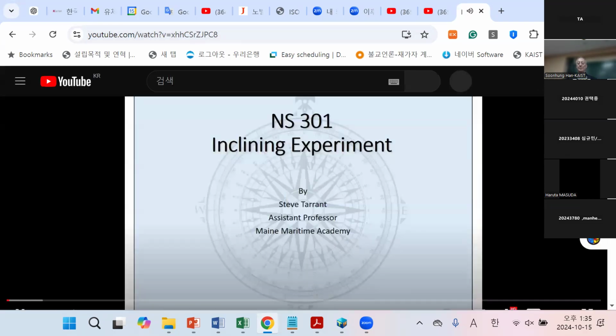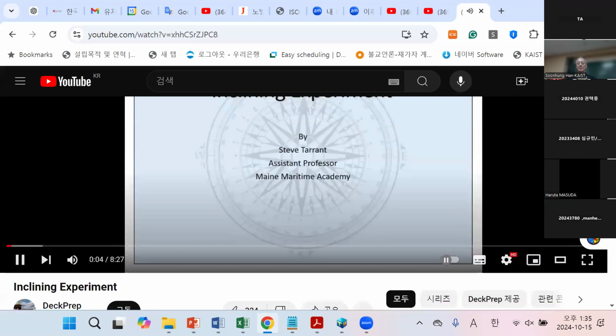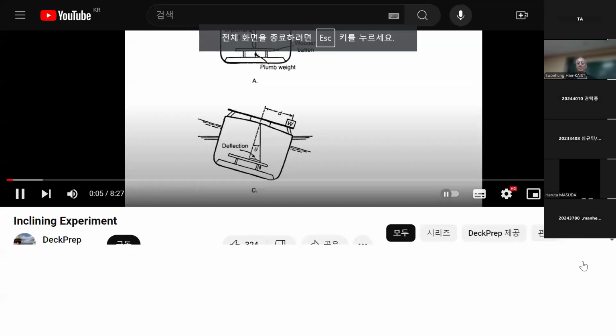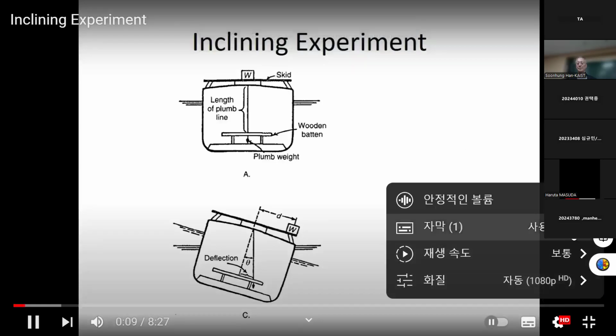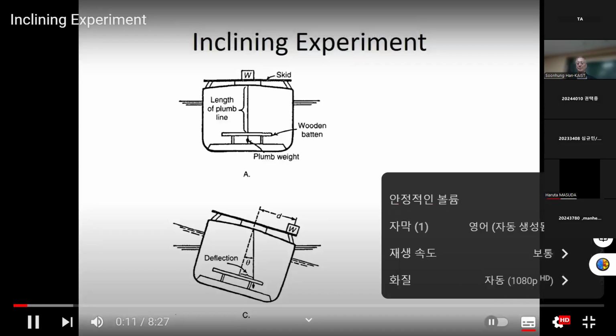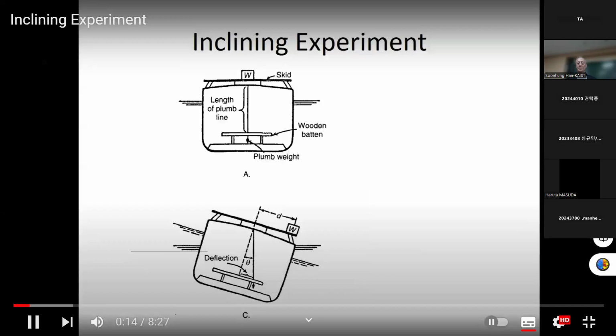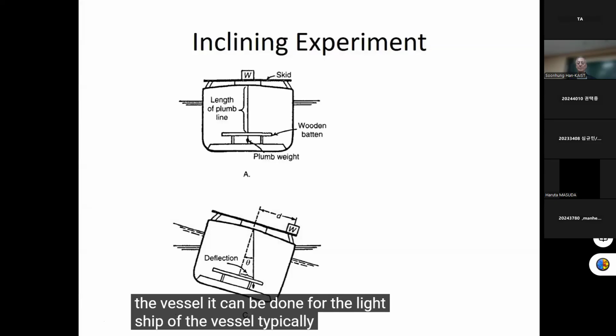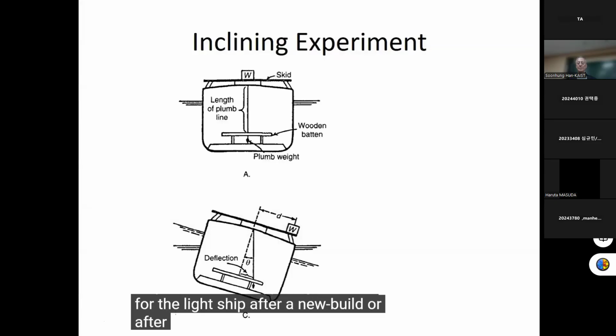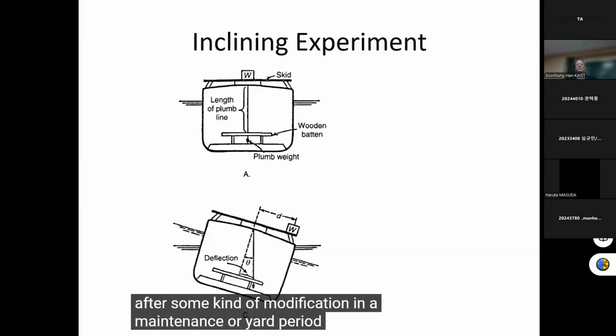Hello. In this video we're going to be exploring the inclining experiment. The inclining experiment is typically done to determine the KG of the vessel. It can be done for the light ship of the vessel. Typically it's done for the light ship after a new build or after some kind of modification in a maintenance or yard period.